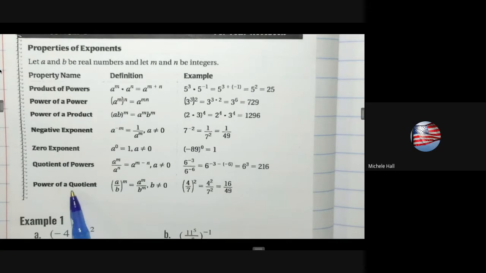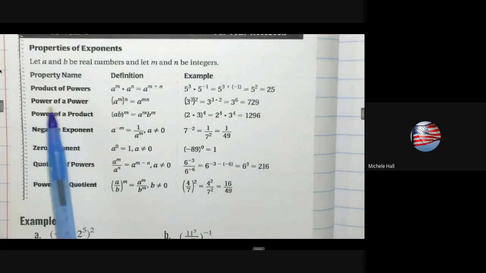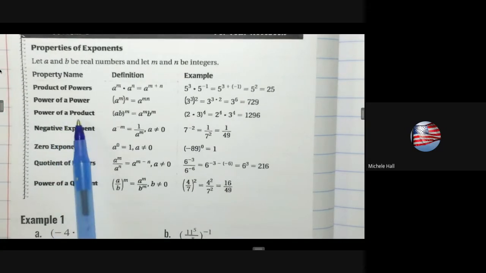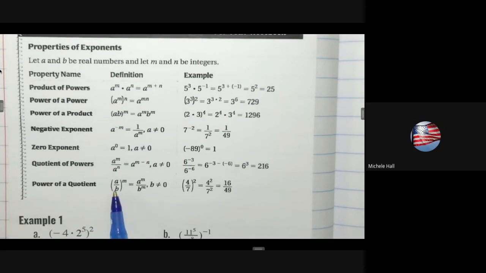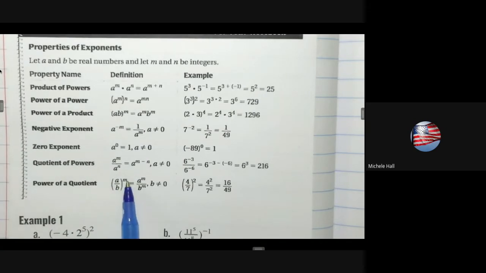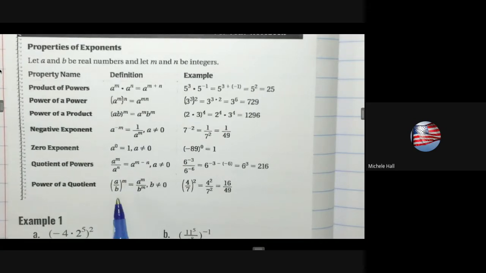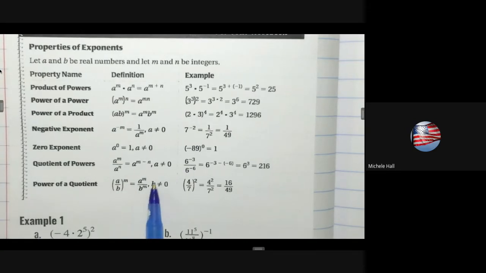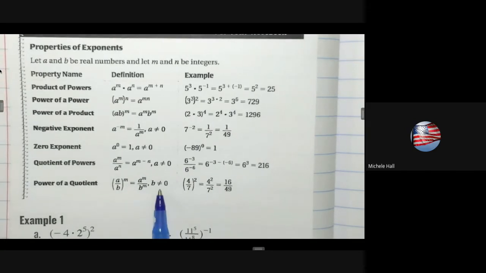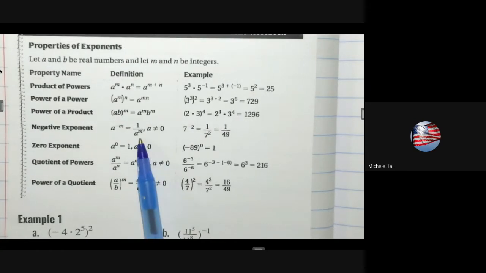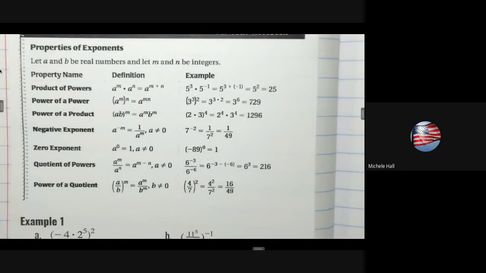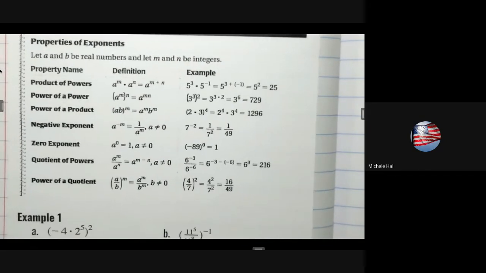The power of a quotient is the same as the power of a product. Whatever's on the inside of the parentheses, whether it's a product or a quotient, you're going to raise both of those to the power. So that would be a to the m divided by b to the m. And b cannot be 0. That would make it undefined. Same here, a cannot be 0. It would be undefined.